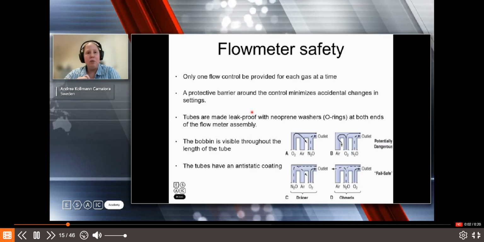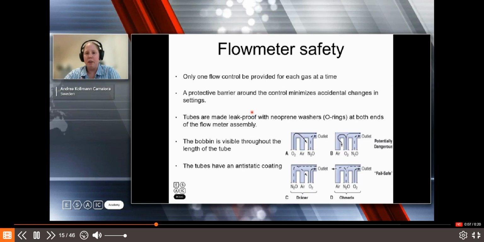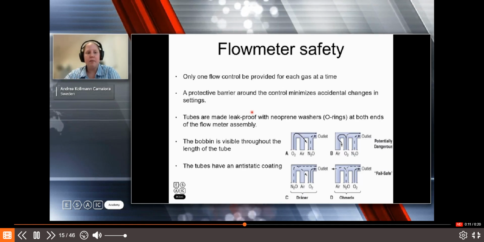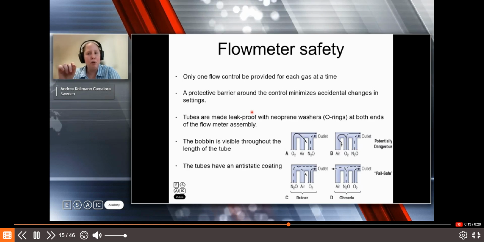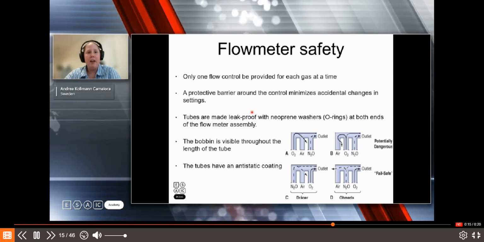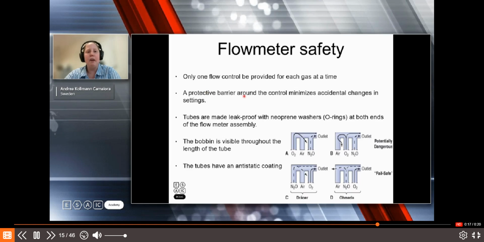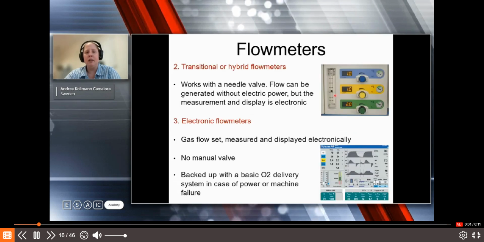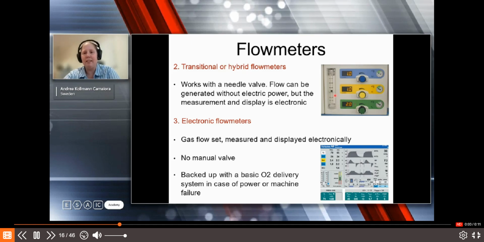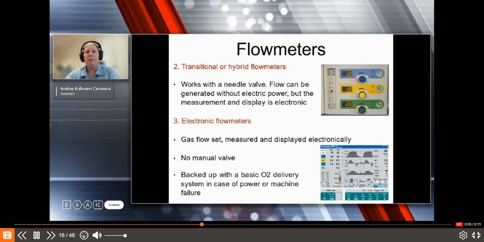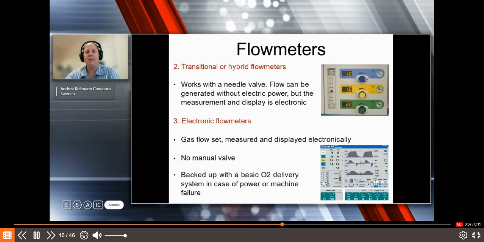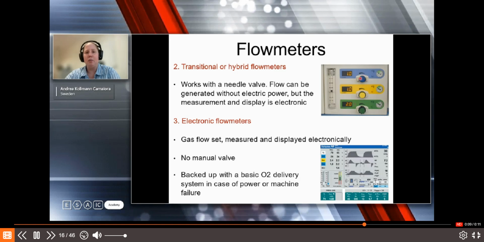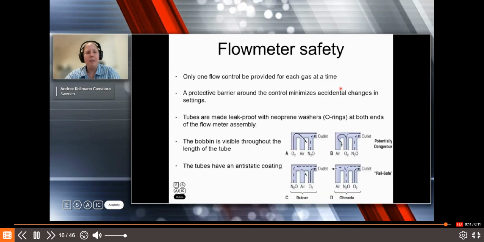But there is also flow meter safety that we need to talk about, because I've already told you it's one flow meter per gas, and you can only control one at a time. And then there is a protective barrier around the control that minimizes accidents. So in case you stumble into the machine, for example, in here, there are these little plastic things that won't allow it to be manipulated.